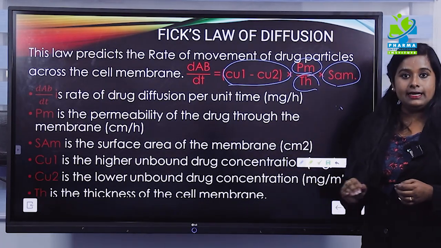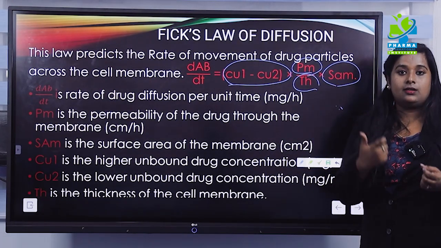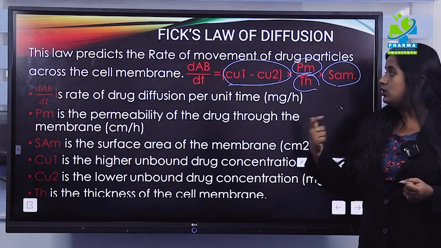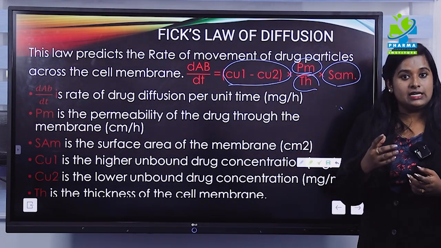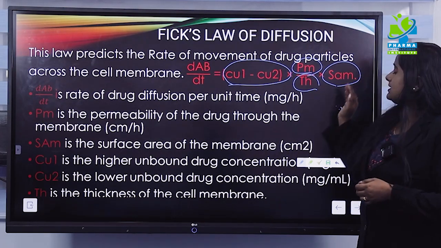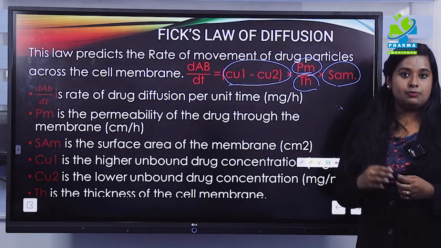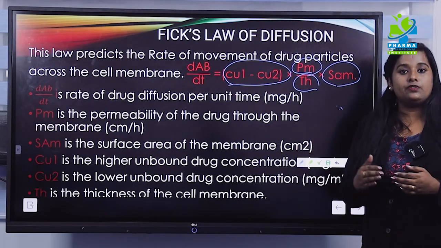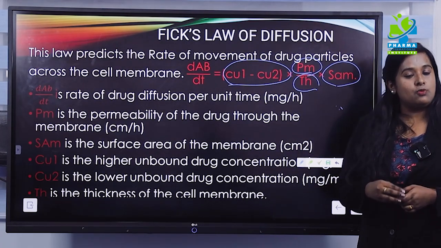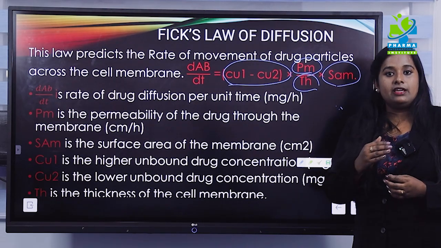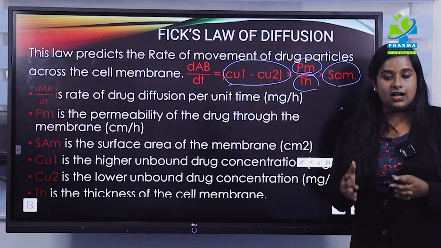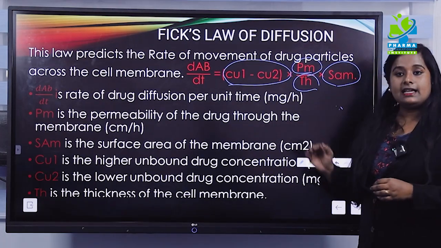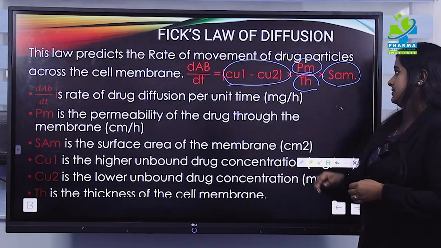Then permeability, the amount of drug that crosses the cell membrane and how fast it goes also is directly proportional to the rate of diffusion. Surface area also is directly proportional to the rate of diffusion, that is, if the surface area is more, the rate of diffusion will be more. For example, small intestine. In small intestine, we have a larger surface area where the drugs can be easily absorbed. So, surface area increases, rate of diffusion also increases.